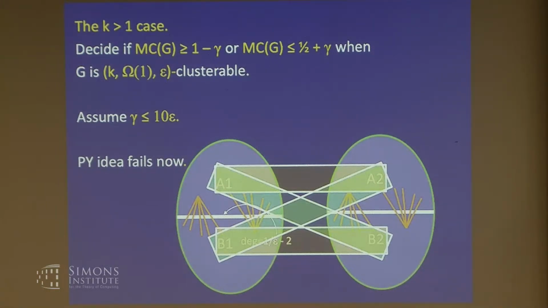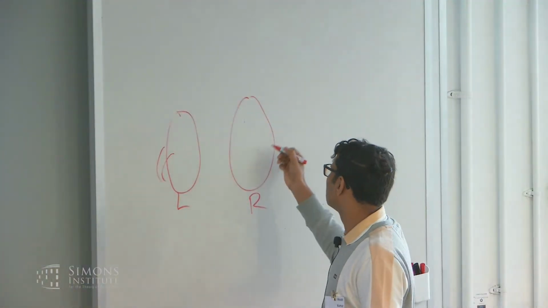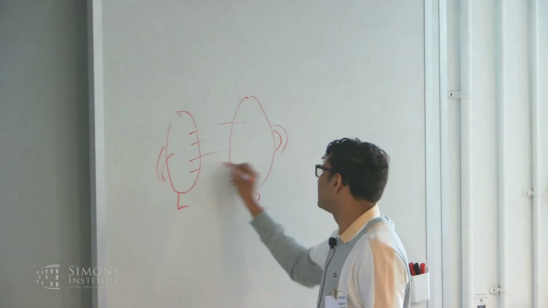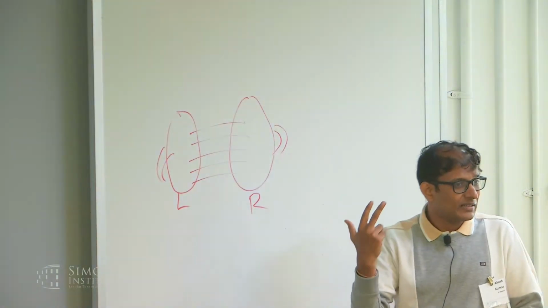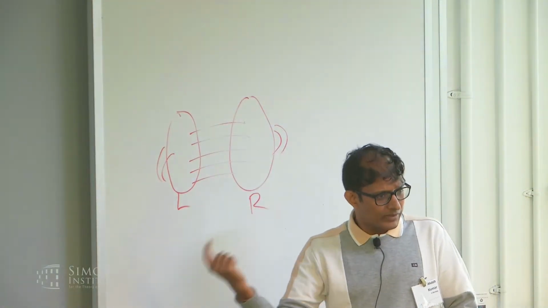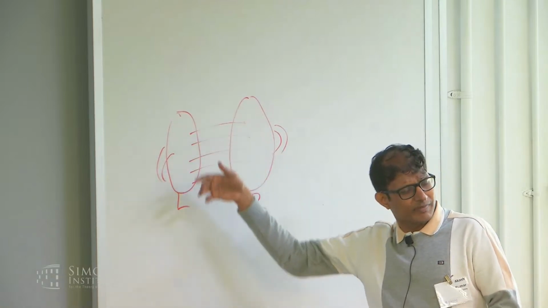To start off, let's consider the following different intuition. Imagine the following situation: I give you this graph, and suppose it's an expander graph. And there are enough edges running between these two subsets. Imagine performing a two-step non-lazy random walk. What will happen? If you start on the left side, you're back on the left side. Start on the right side, probably back on the right side.